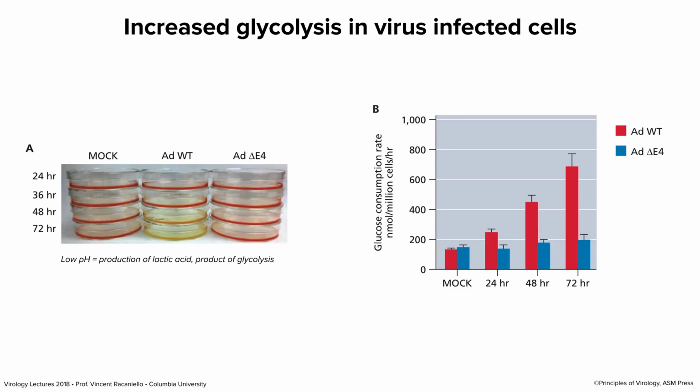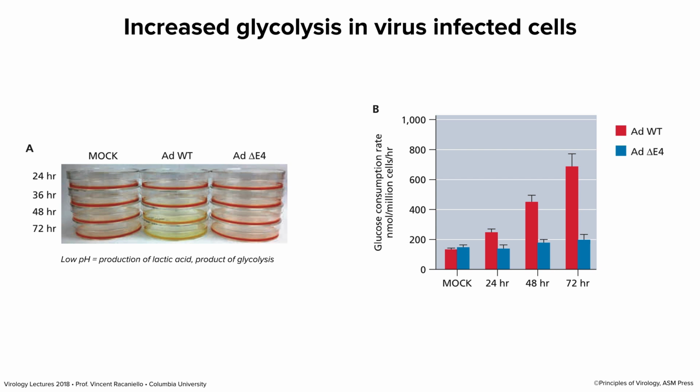Here is a very visual example. We have virus replication in cell culture. And these are 6-centimeter plates of cells, and we use a pH indicator in our medium so we know when the pH is neutral. So mock-infected cells on the left, 24, 36, 48, 72 hours, they stay pretty much neutral pH. In the middle, we have cells infected with wild-type adenovirus. You can see by 48 hours, the medium is yellow. It's acidic, and that's because these cells are making lactic acid, which is a product of glycolysis, breaking down glucose.